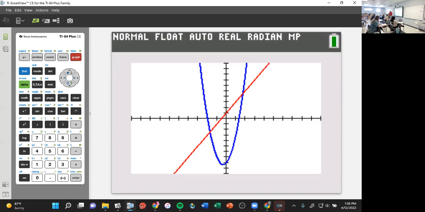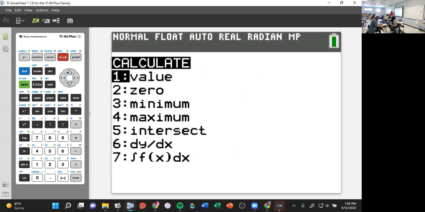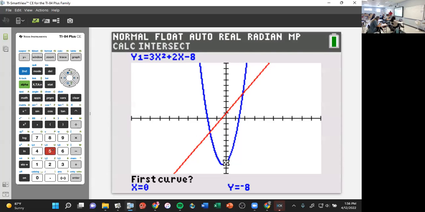I'm going to calculate the coordinates of those intersections. That is done using the calc button. Second, calc. I want the intersection, number 5. Now pay attention. 3 questions are going to be asked. There's only 2 equations that we put into the calculator this time, so the first 2 questions are going to be answered very simply by pressing enter.